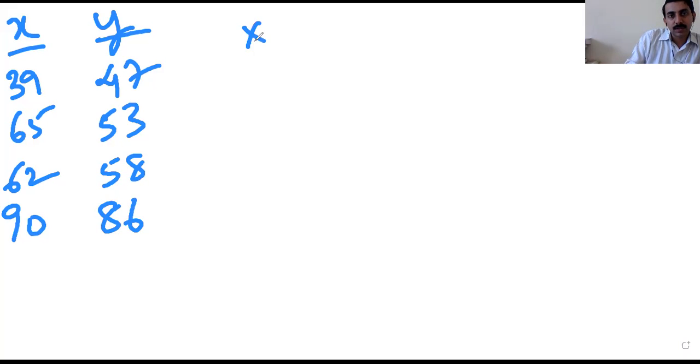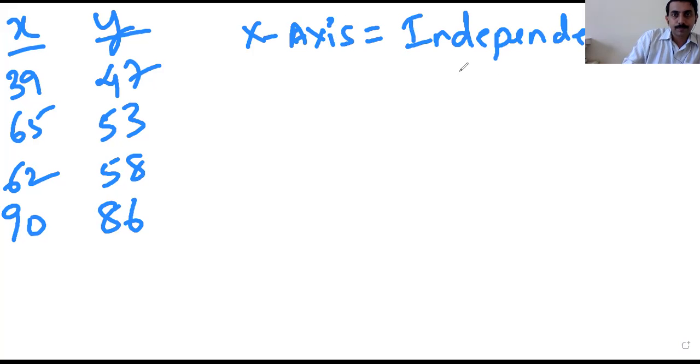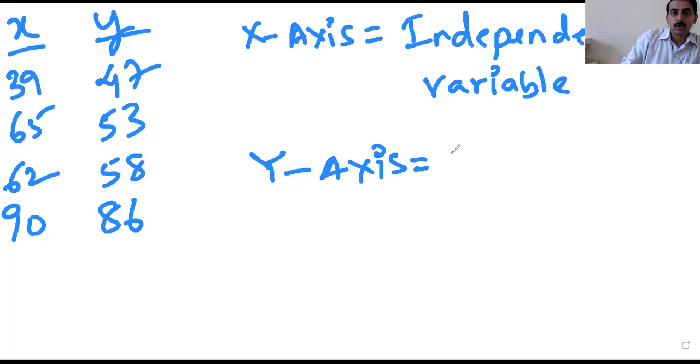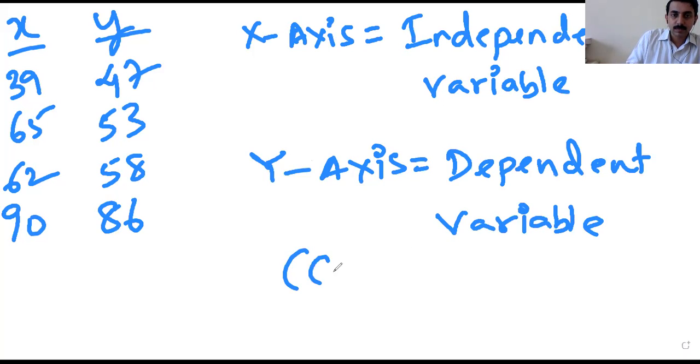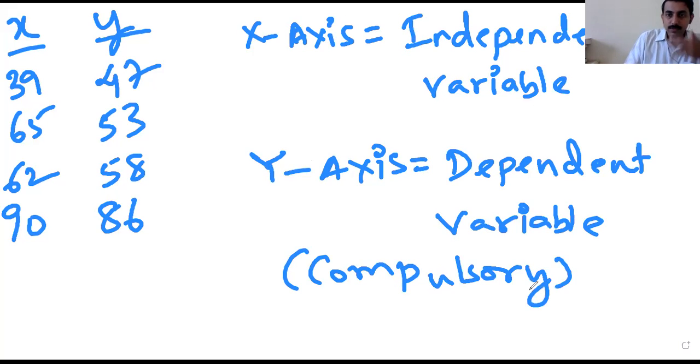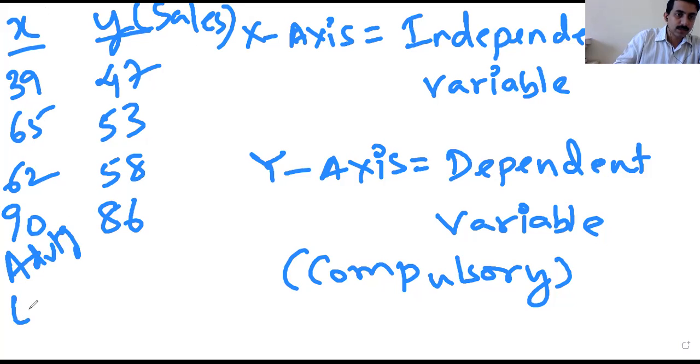Now, it is very much important that the x-axis should always be the independent variable, and the y-axis should always be the dependent variable. It is compulsory. See what exactly is the dependent and independent variable. Here, y is sales and x is advertising expense.